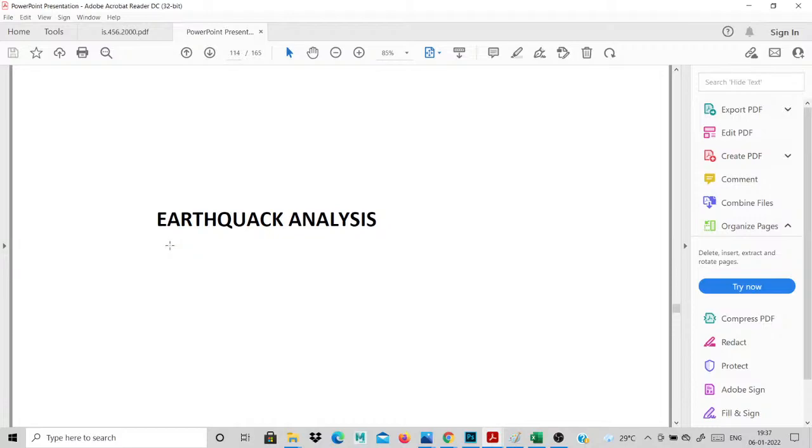Next, I will tell you something about the earthquake. Basically, your calculation for earthquake is taken as mass, not a load. First of all, before any earthquake analysis, you take it as a weight for the structure, not a load. You calculate the building weight, then go for your earthquake analysis. This is the main thing.